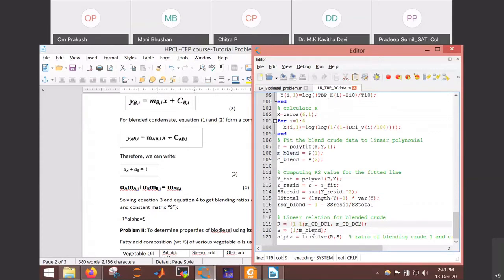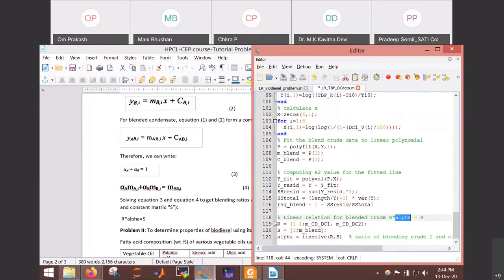And I have this equation, so I can use one function from Octave, which is linsolve. It solves a set of linear equations. You just put in this matrix and this matrix, and it will give you the solution. So basically this is R multiplied by alpha equals S. This is what I'm trying to solve. R is this matrix and S is the right hand side, and I want to find alpha. Okay.